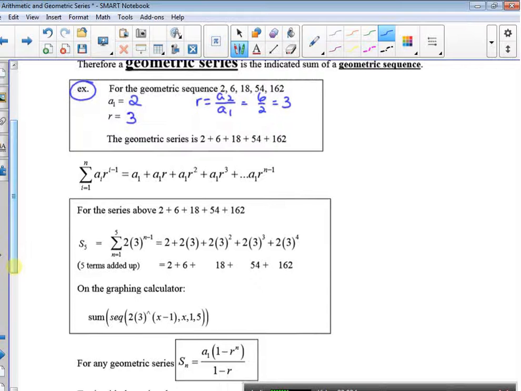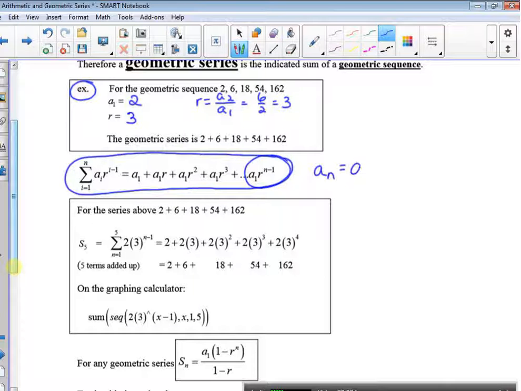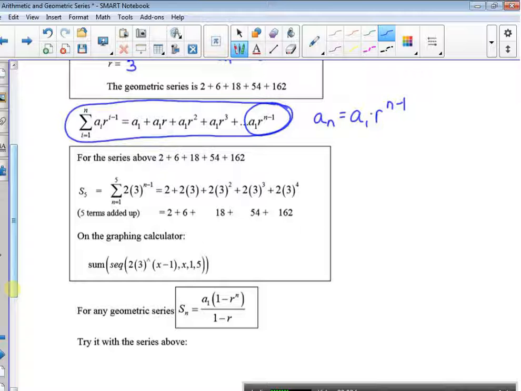And in summation notation, this is kind of giving you a little bit of a formula for that. There was our formula to find a term right there at the end: a sub n equals a sub 1 times r to the n minus 1. That was from the previous lesson. So for the series above, 2 plus 6 plus 18 plus 54 plus 162, the 2 is a sub 1. The 3 is the r. So there's your a sub 1 times r to the n minus 1.